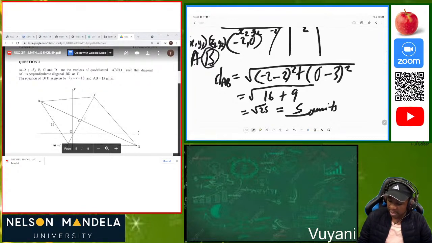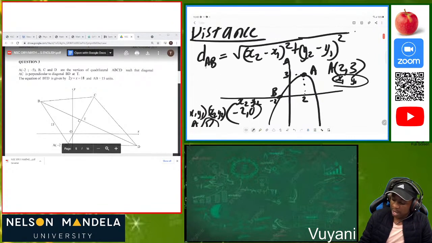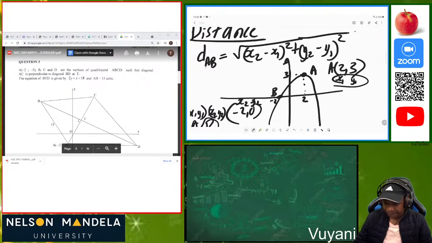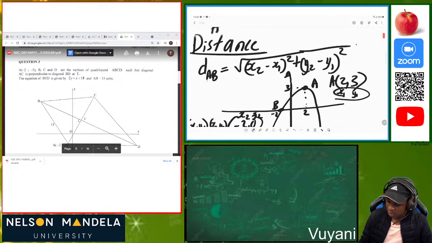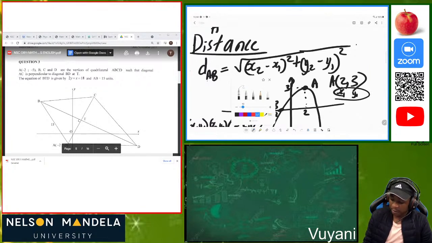So I was just making an example, trying to illustrate x2, x1, y2, and y1. Now moving forward, the first thing which was taught in grade 11 is the distance formula. We were taught the distance formula.